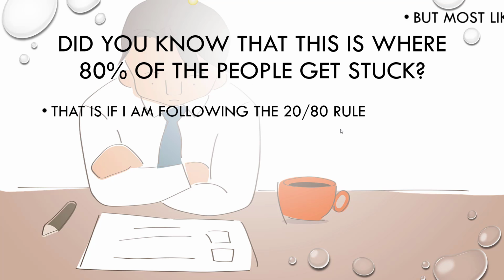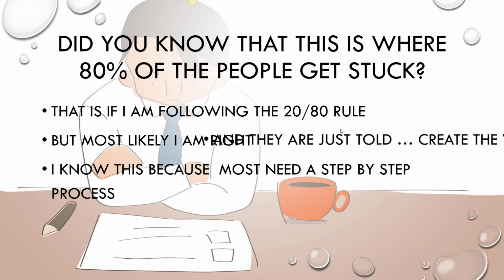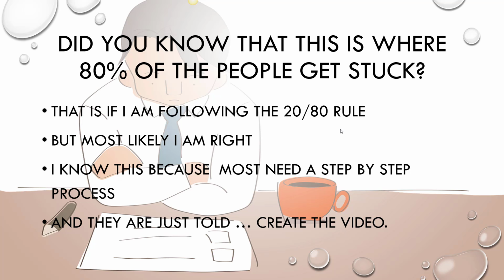So, did you know that this is where 80% of the people get stuck? And of course, that is if I'm following the 20/80 rule, which normally is true, and so most likely I am right. 80% of the people get stuck here. And I know this because most people need a step-by-step process to go through something when they're first learning, and they need it 4 or 5 or 6 or 8 or 10 times to say, this is what you do. But they're just told, create the video. And so when they create the video, then the question is, now what do I do?